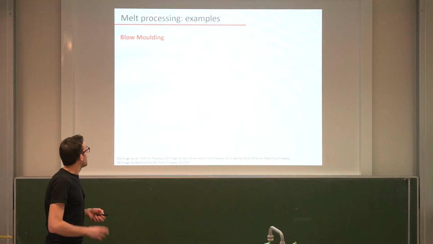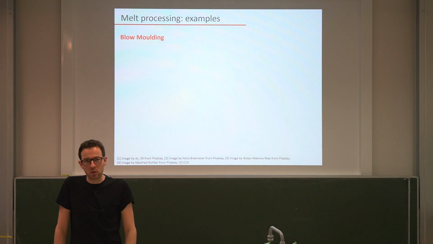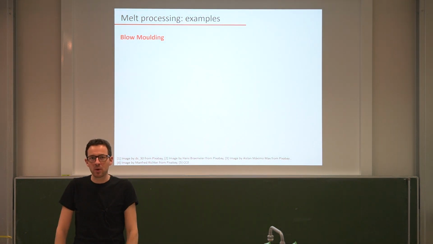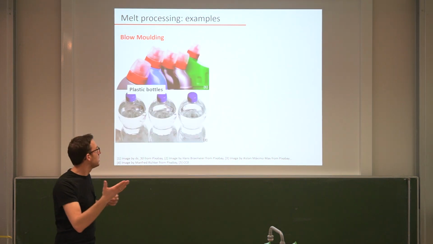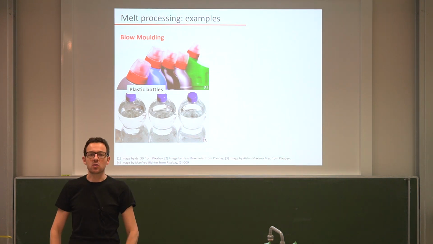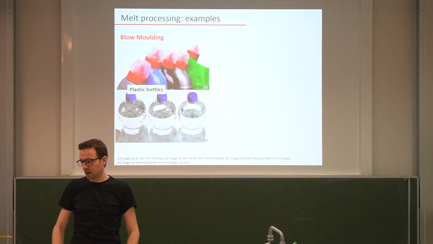So the next thing we want to cover in today's lectures is a so-called blow molding process. This combines injection molding with some kind of blowing up processing step, and this is how you make plastic bottles. So any plastic bottle that you may have next to your desk while you're watching this video or in your fridge or wherever is done by this blow molding process.